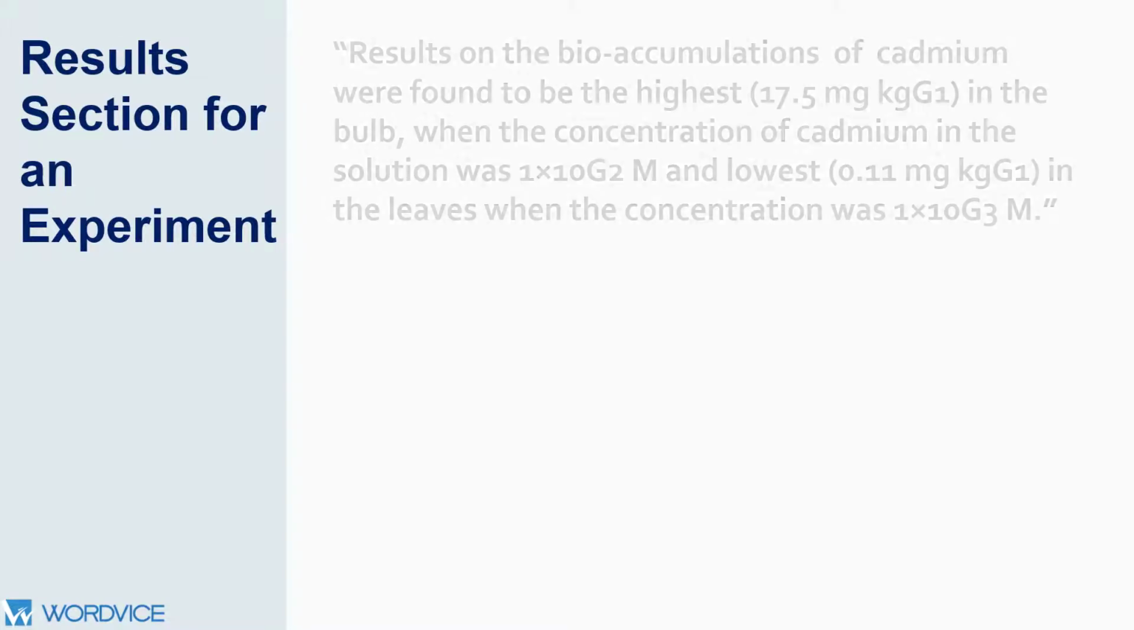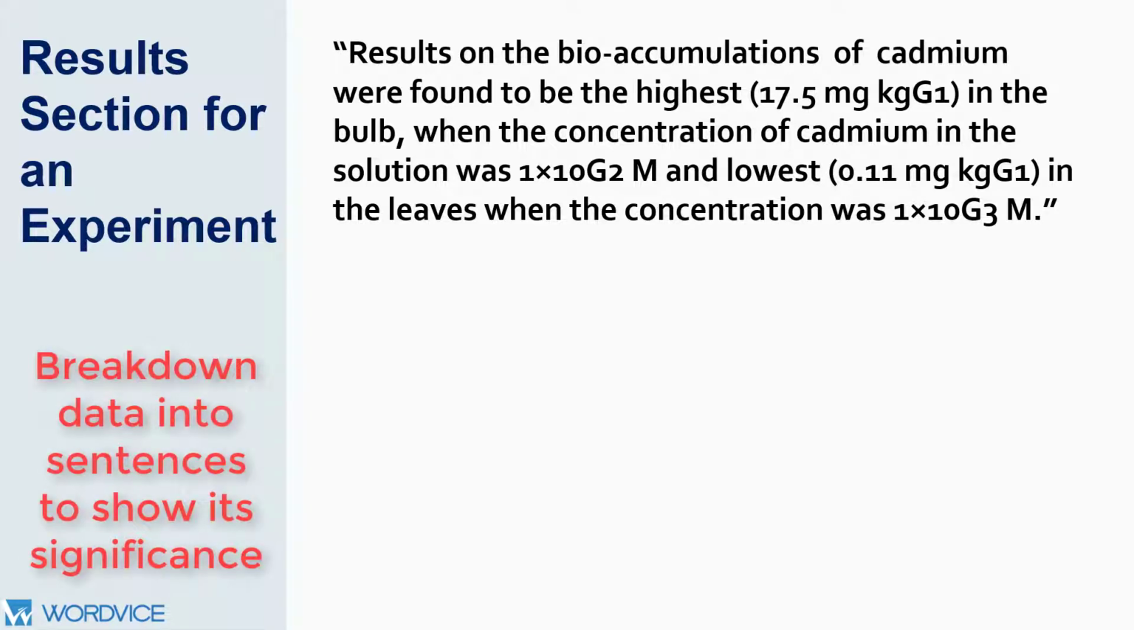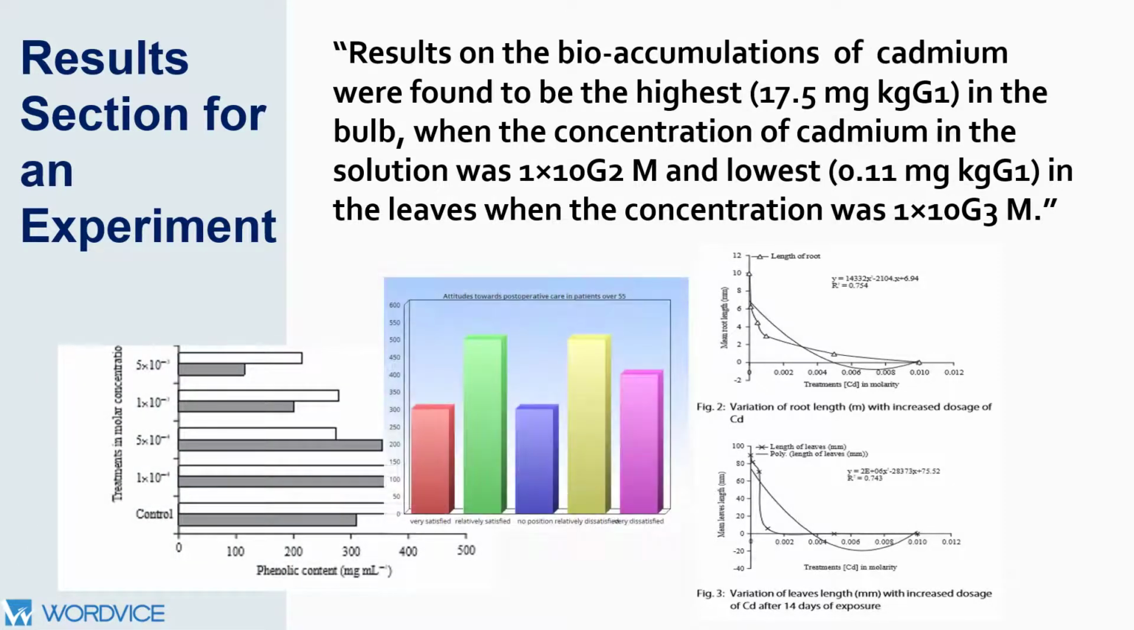Following this overall summary, the relevant data in the tables is broken down in greater detail. A major purpose of the results section is to break down the data into sentences that show its relative or superlative significance. The results section is essentially the figures, data tables, charts, graphs, etc., expressed in sentence form. However, the results section is not the place to interpret these findings and evaluate their significance. This should be done in the discussion section.